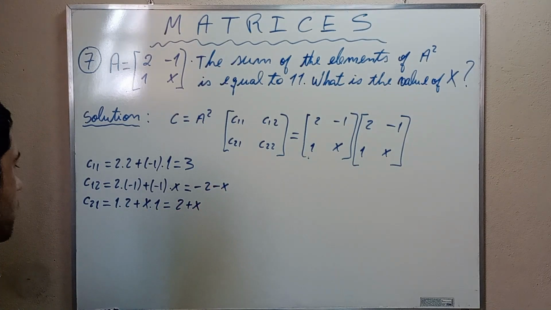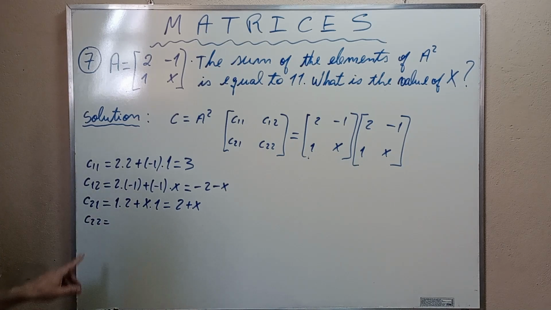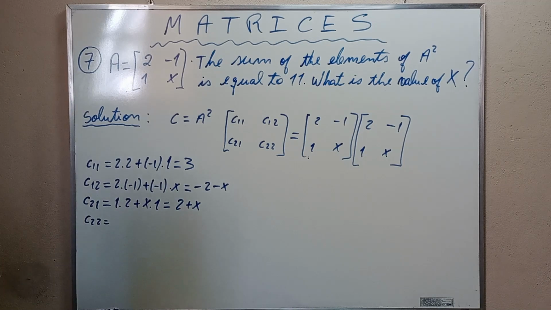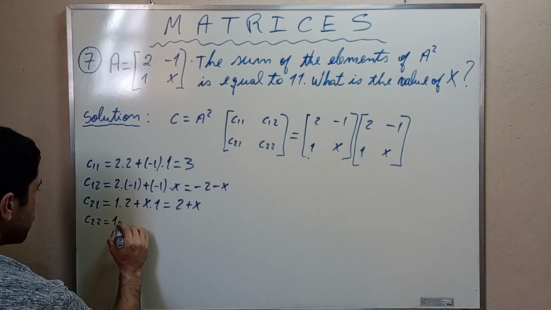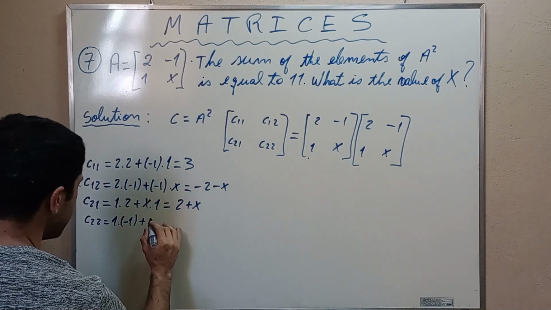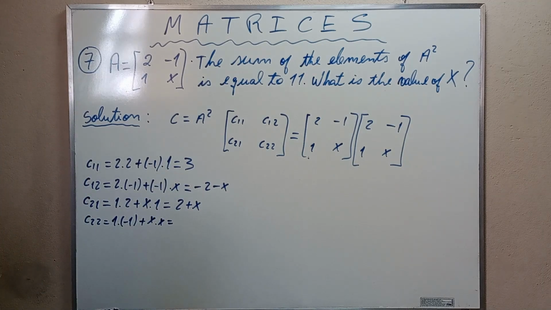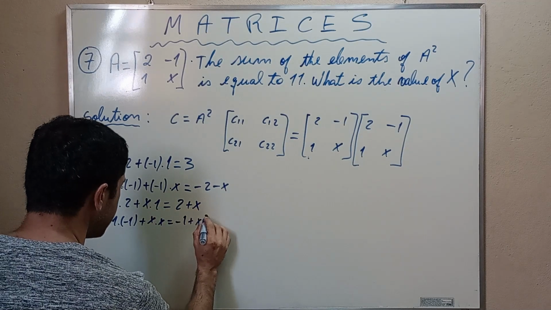C22 now. C22 is going to be obtained from the multiplication of the second row of the first matrix with the second column of the second matrix, okay? 1 times negative 1 plus x times x. And this is equal to negative 1 plus x squared.